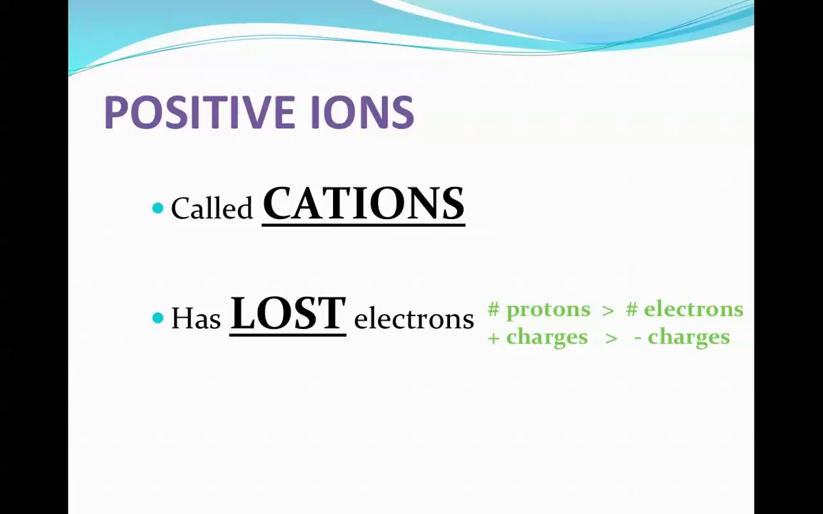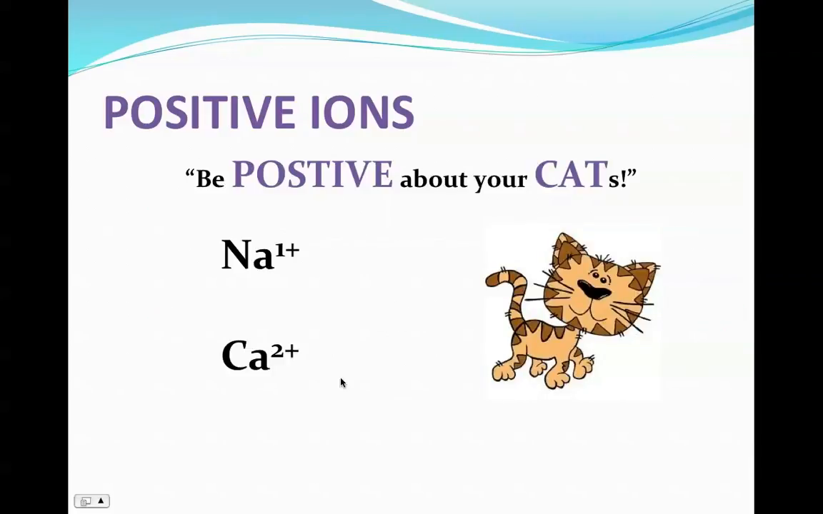So our positive ions are called cations. These have lost electrons. So again, positive ions have lost electrons. And that's because when we take away electrons, we take away negative charges, and we're left with an overall positive charge. One way to remember that positive ions are called cations is the phrase "be positive about your cats." So these are two examples, sodium and calcium, of positive ions or cations.